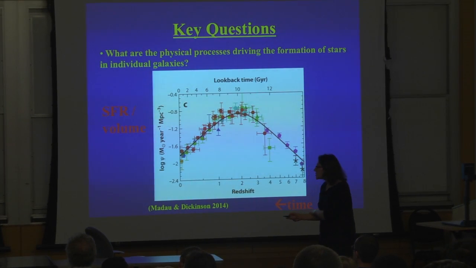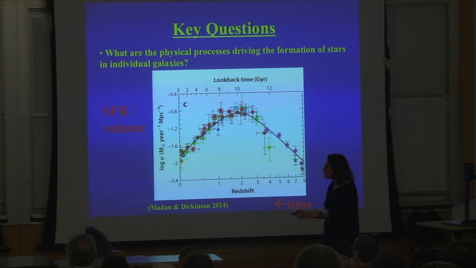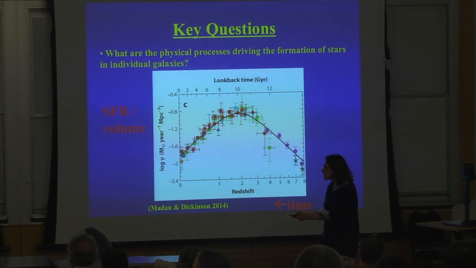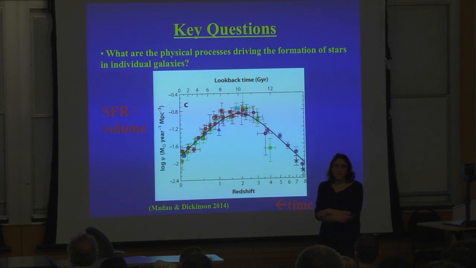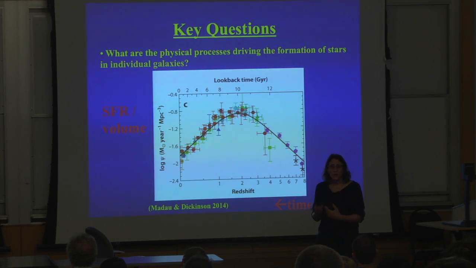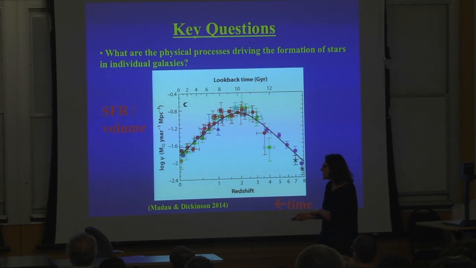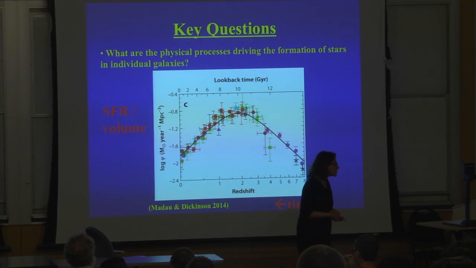Now, this plot is actually showing some kind of globally average rate of star formation in the universe as a function of time. But one of the things we want to understand is how the individual star formation histories of galaxies contribute to this global history, and also what drives those processes in individual galaxies.